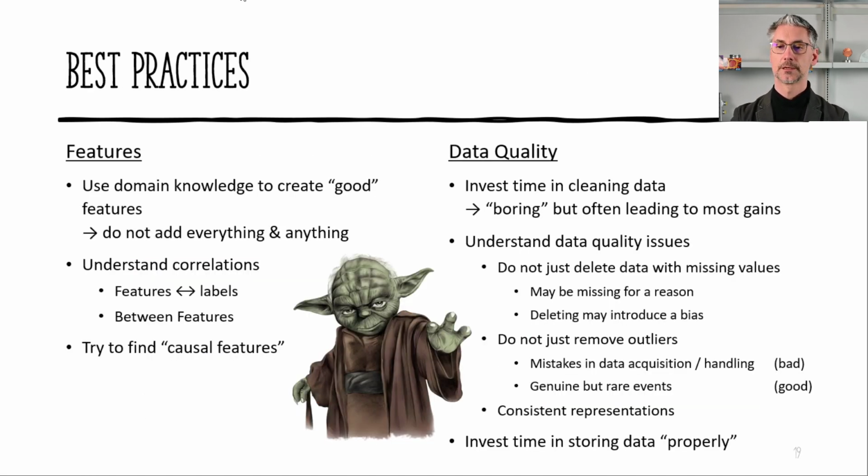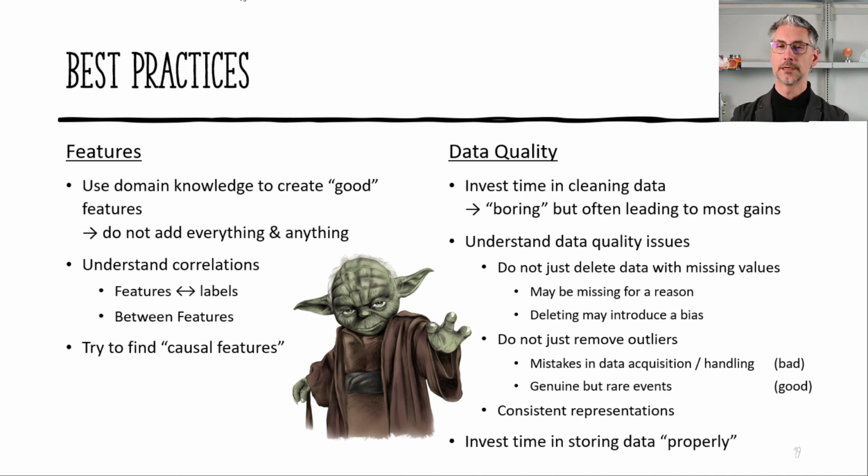Some best practices to finish off with. So let's start with the features. We need to use our domain knowledge to create good features. Don't just add everything and anything. Understand the correlations between the features and the labels, and also between the features themselves, and try to find causal features in the sense that we understand how these features are related to our target variable from our domain knowledge.